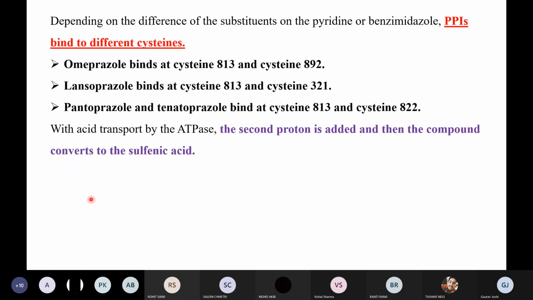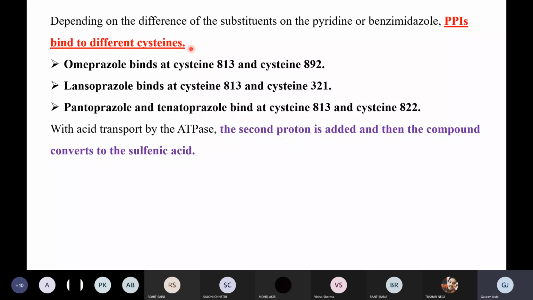So now see, all the proton pump inhibitors will be interacting with the cysteine, right? So cysteine 813 was the important one. Another cysteine was 892 for omeprazole, right? For lansoprazole, it is cysteine 321, and for pantoprazole and tenatoprazole, 813 and 822 cysteine, right? The cysteine present at position number 822. So these are the important amino acids. Basically the common amino acid is 813, right?